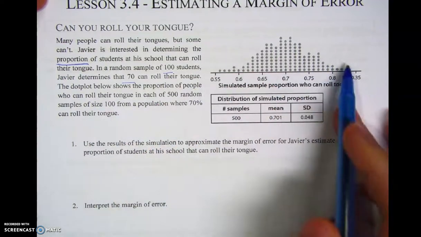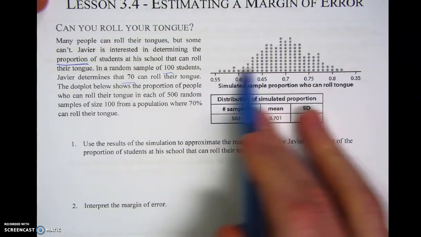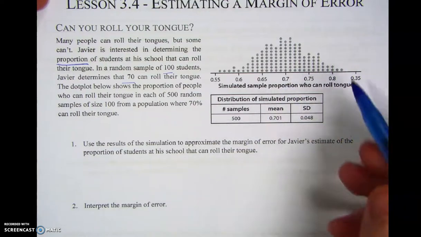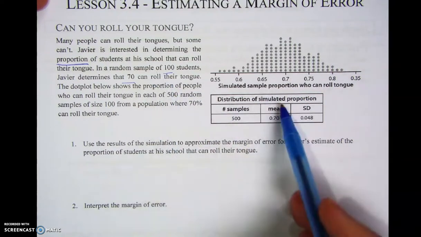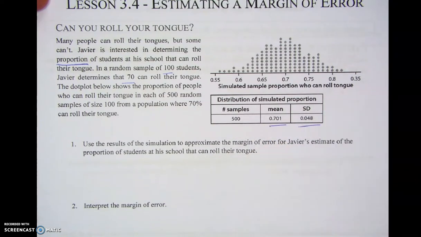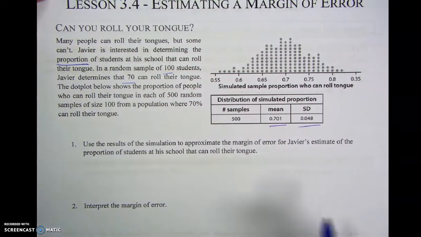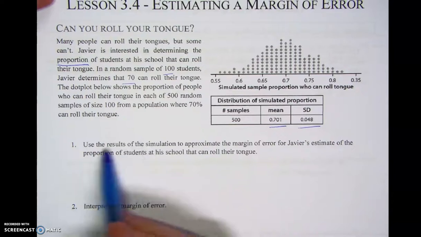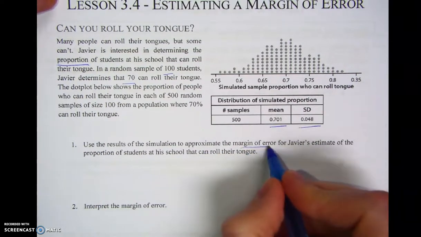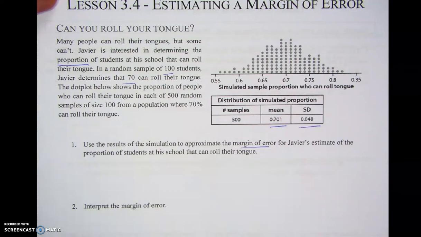This dot plot shows a simulation, and this is actually not much of a concern of ours. But we have here the mean, the standard deviation. That's going to be our key pieces for this example. Use the results to approximate the margin of error. So how do we calculate that margin of error? So we have our mean and our standard deviation.